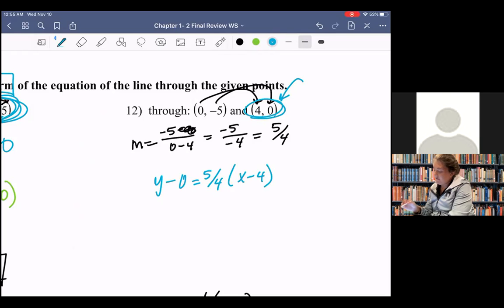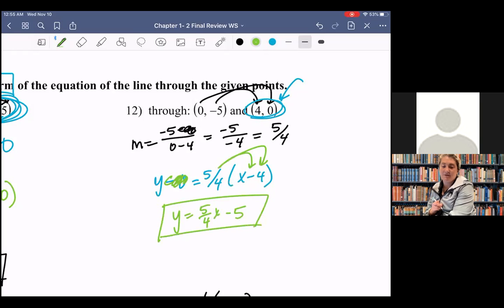Now, doing the minus 0 doesn't really matter, so I'll cross that out and we just have y equals. Multiply that out. 5/4 times x is 5/4 x. 5/4 times negative 4, however, is going to be negative 5 because the 4s will cancel out. I'll keep that negative. I'll keep that 5. So I have y equals 5/4 x minus 4. Minus 5, sorry. 5/4 x minus 5.